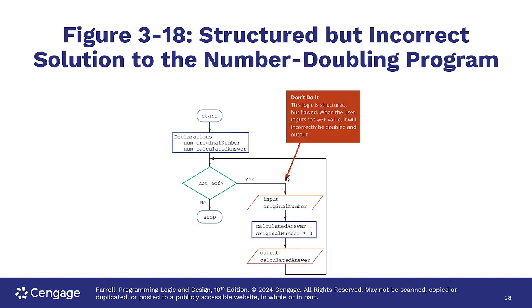All right. Here, we have the input coming in at first, but we never check if it's the end of file or not after we bring in the original input, and therefore the program will have a problem. The EOF value will be doubled and output before the file ends.